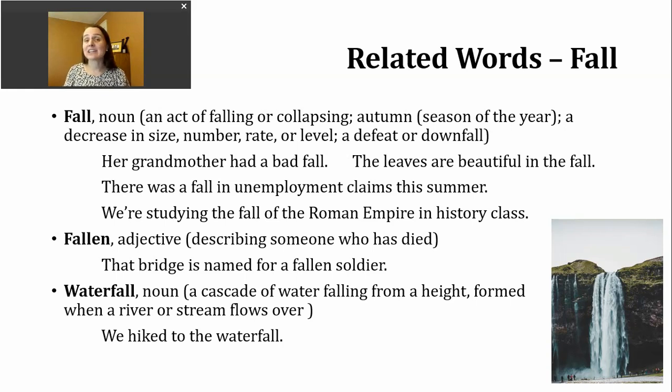And the last word we're going to take a look at today is the noun waterfall. It's a cascade of water falling from a height, and that happens generally because a river or stream is flowing over something. And if my description's not very good, I've included a picture down in the bottom corner of the screen. Usually waterfalls are kind of attractive things. Many people find them to be very beautiful and unique. They're not everywhere you go. But an example of this word in a sentence is, we hiked to the waterfall.